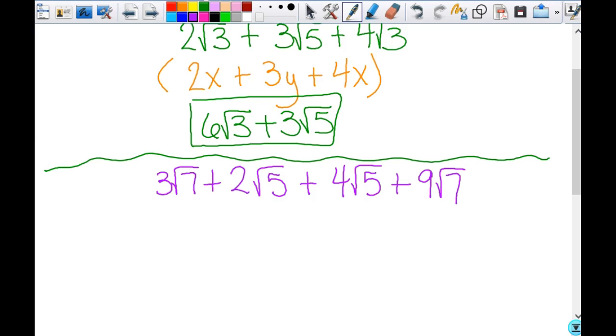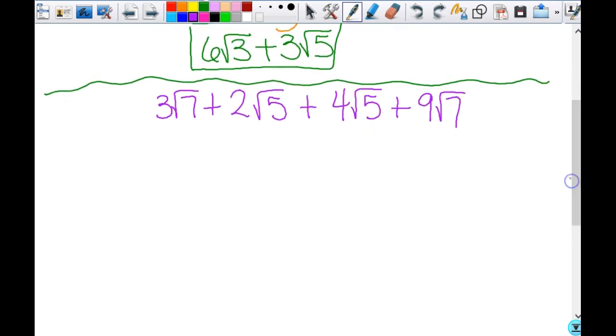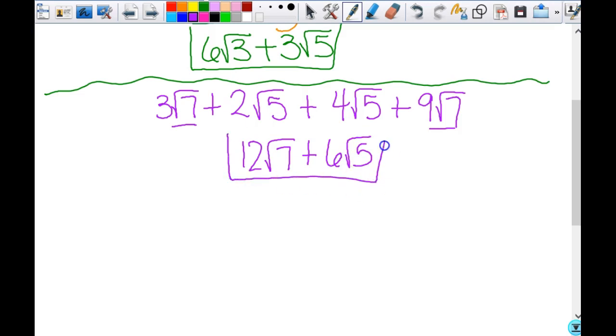Okay. Just in the interest of time here, I get to add like terms here, this and this, right? So how many square roots of 7 do I end up with? 12. 12 square root of 7 plus 6 square root of 5. And it doesn't matter what order they're in. If this came first, that'd be fine. Okay? But there's my answer. All right, one more example.